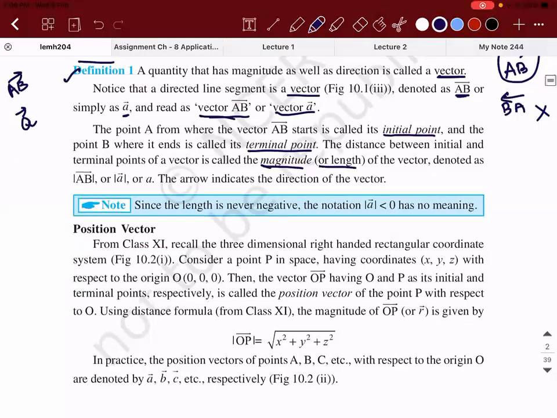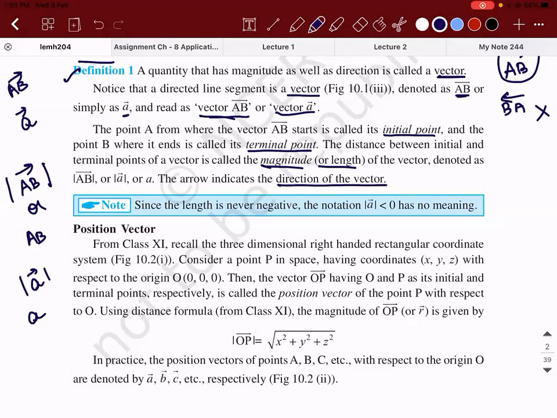And the magnitude of a vector is represented like this. You put the vector symbol on top of it and a modulus around it, or you can simply write it as AB, when you write it in the form of a line segment. Or you can write it as A bar with a modulus around it, or simply A. The arrow indicates the direction of the vector.